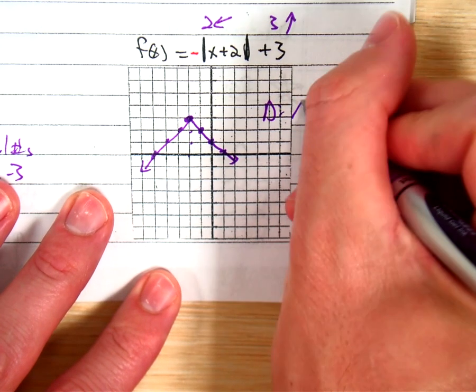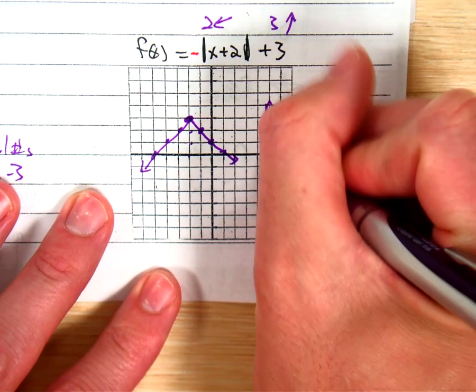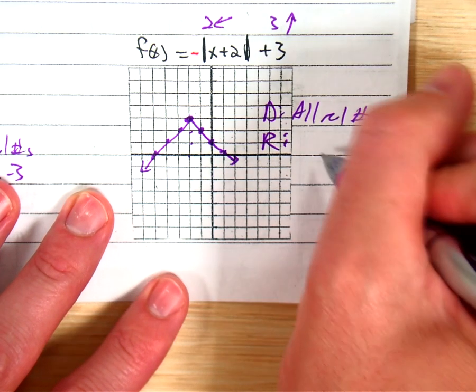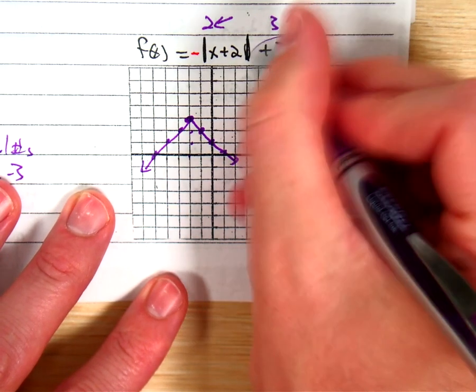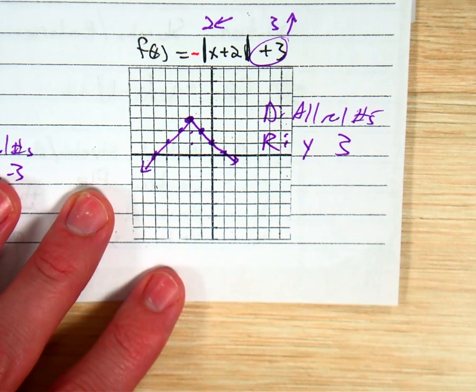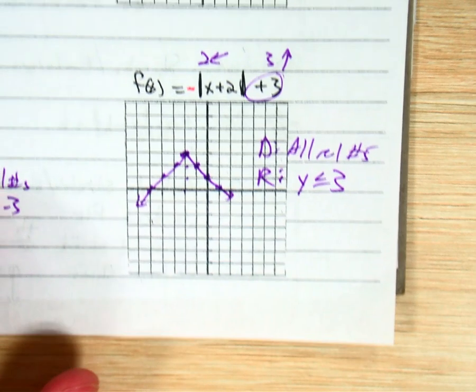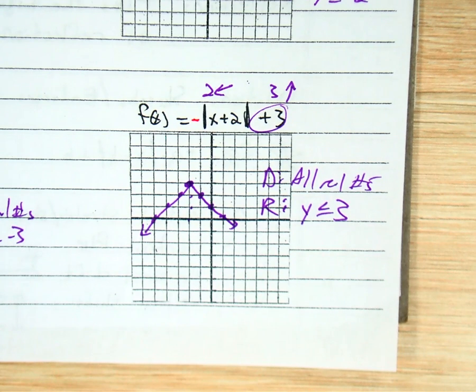Okay. Domain, just like always, all real numbers. And our range this time flips. It's still a y. It's still the back number 3, but we're going down. So we are less than or equal to 3.